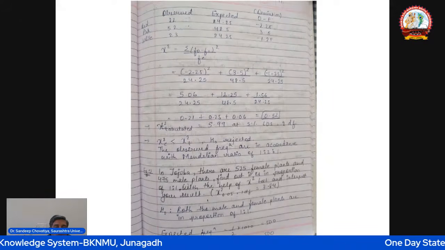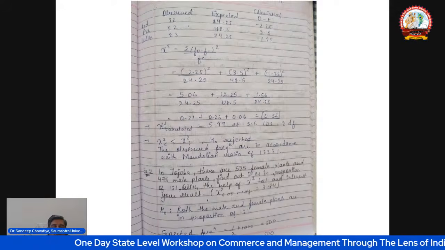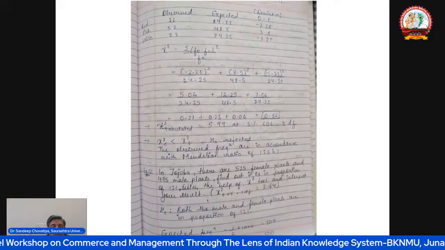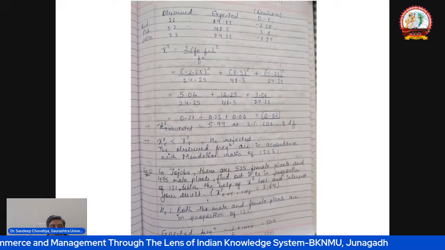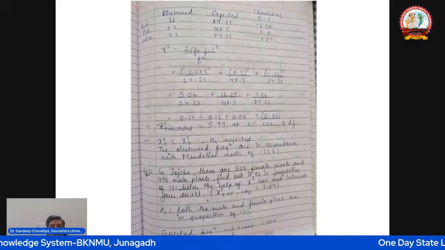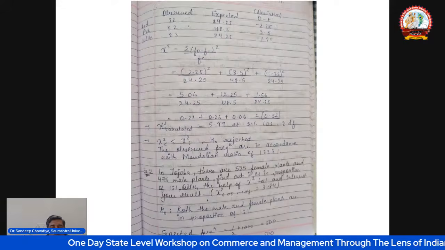So we get the value of calculated chi-square which is 0.25 and tabulated which is 1.99 at the 5% level of significance at 2 degrees of freedom. So here the calculated value is less than the tabulated value, so we accept the null hypothesis. Our null hypothesis is that the observed frequencies are in accordance with the Mendelian ratio of 1:2:1. So likewise, another examples are also there.